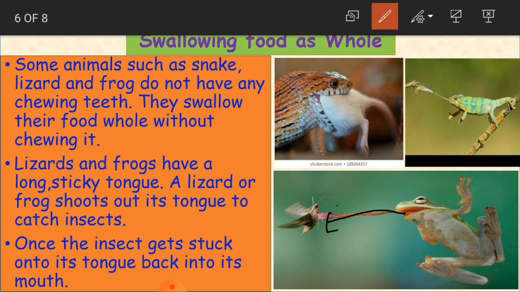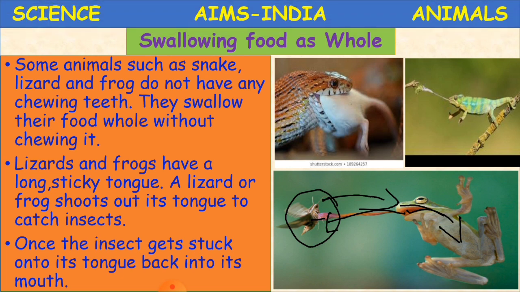Because of this sticky, gummy substance, the insect is going to stick to the tongue of the frog or lizard. Then once it is stuck, the tongue is taken back into its mouth, and the frog takes the insect as food and swallows it into its stomach. Clear, children? This is swallowing food whole.